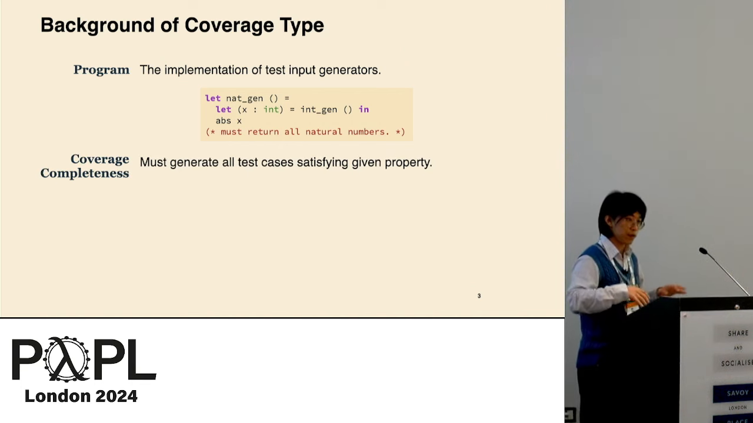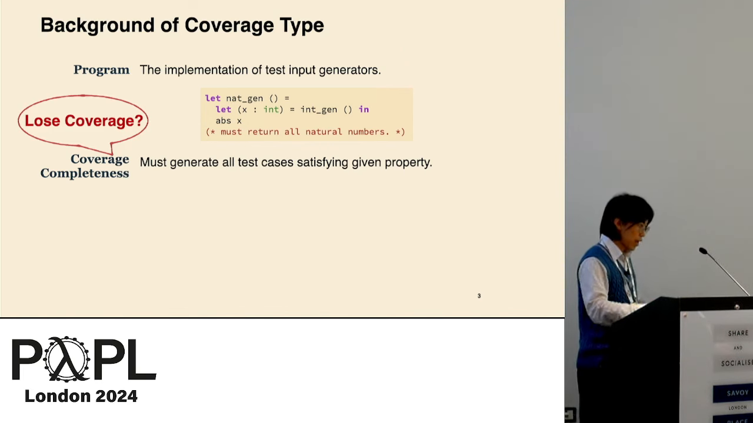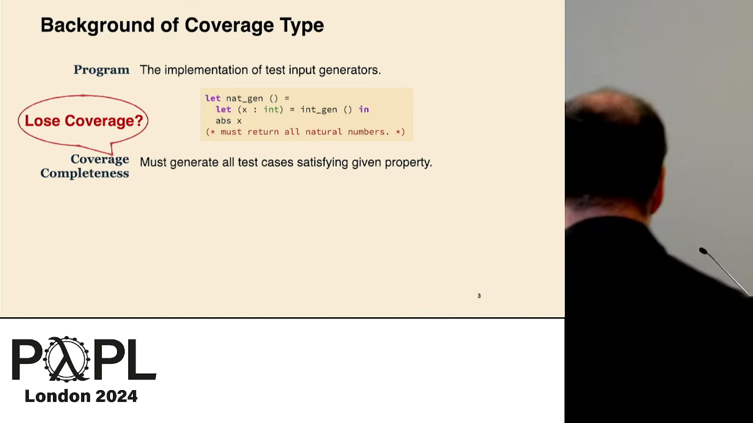And the property we want to verify is the coverage completeness. What we say is that the test generator must generate all test cases satisfying the given property. In the example above, we will require the NatGen must return all natural numbers non-deterministically. What happens if an implementation loses the coverage?